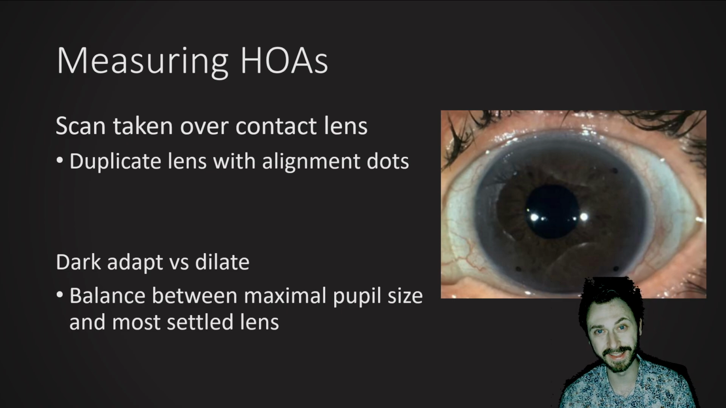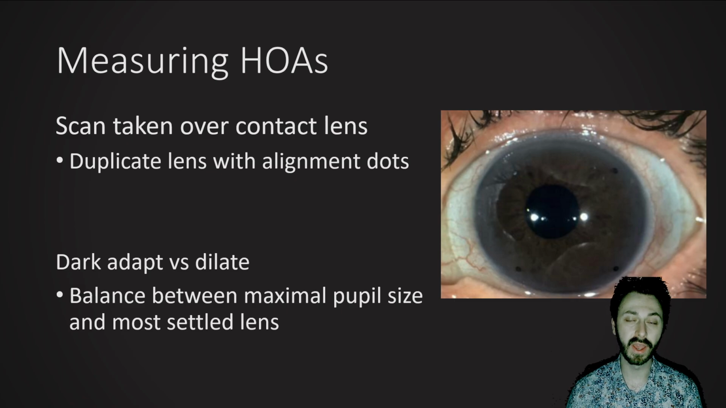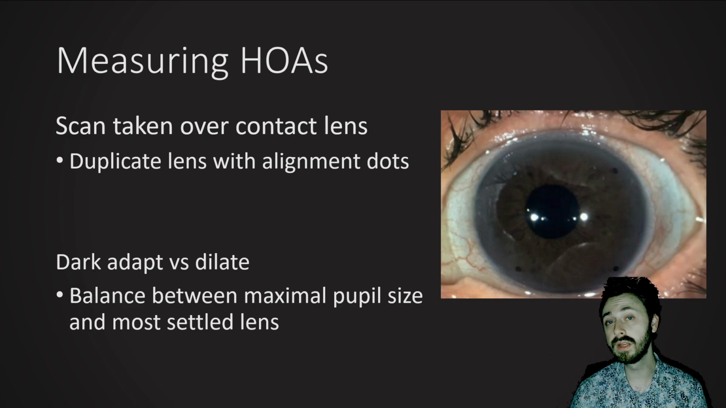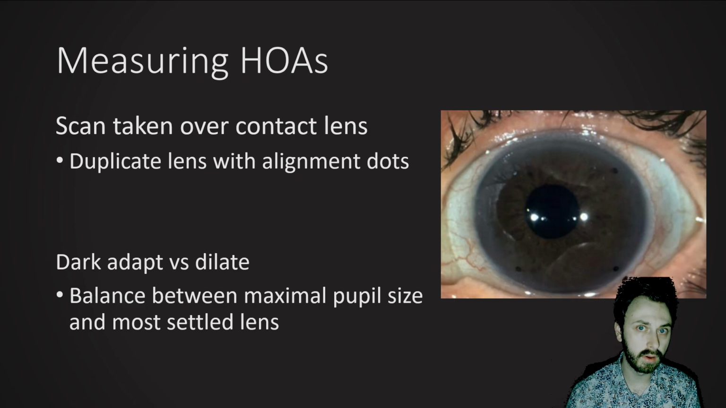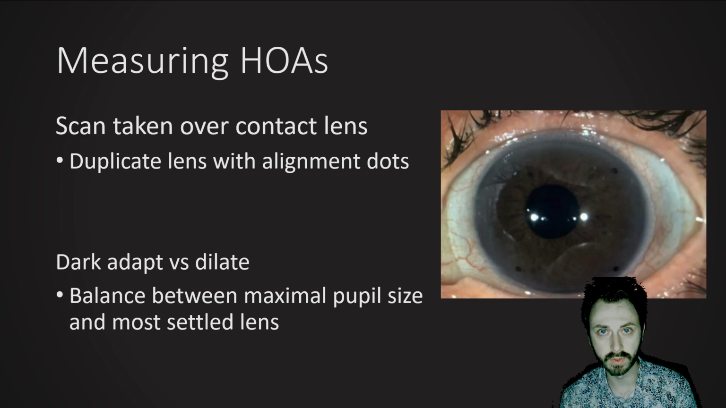So the lens will not be fully settled in time for the patient to still have a remaining dilation. Use a very strong dilating drop. The counterpart is dark adaptation. You don't get as big of a pupil size, but how often are patients actually reaching maximal?